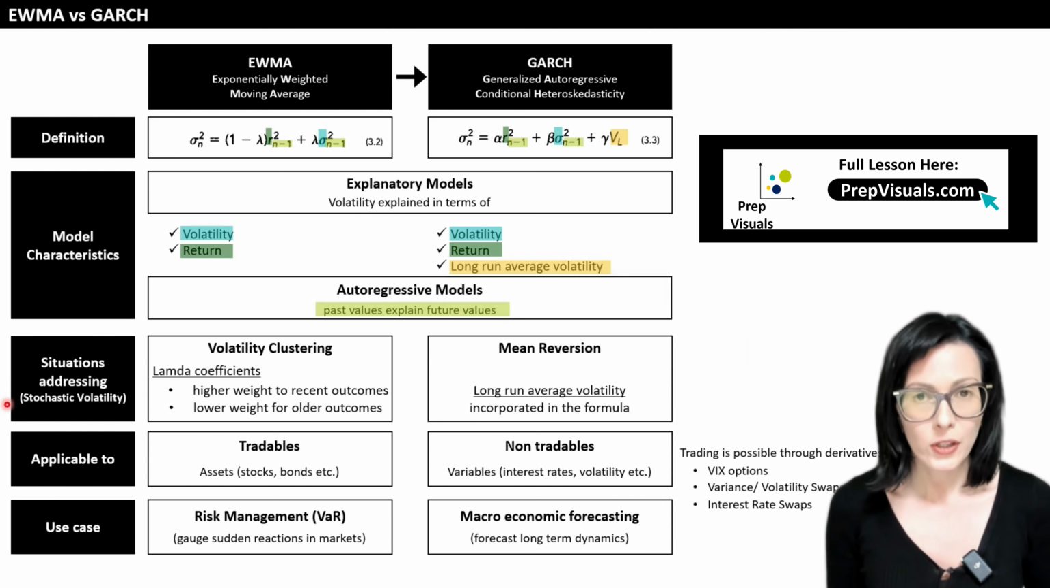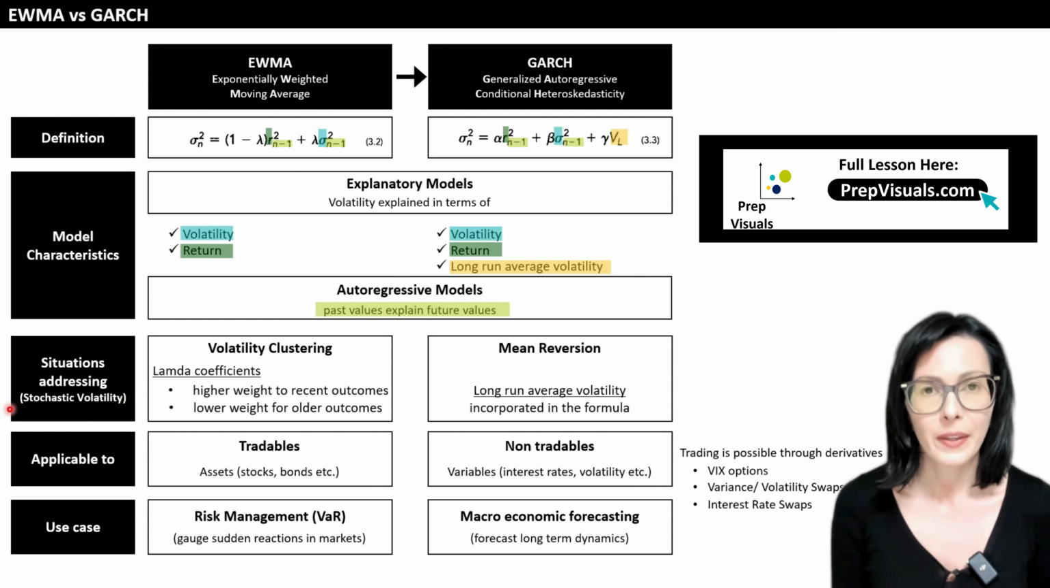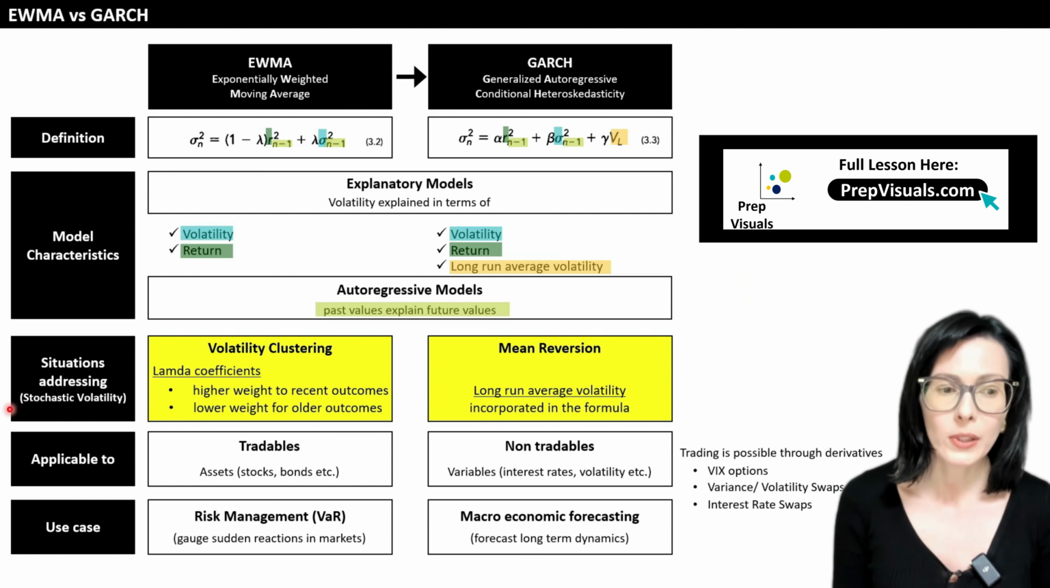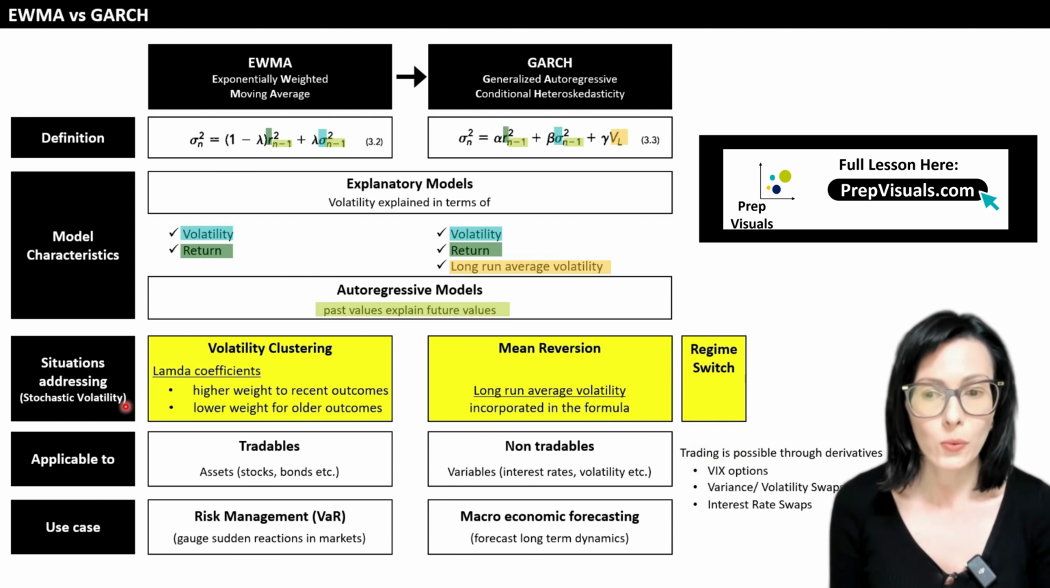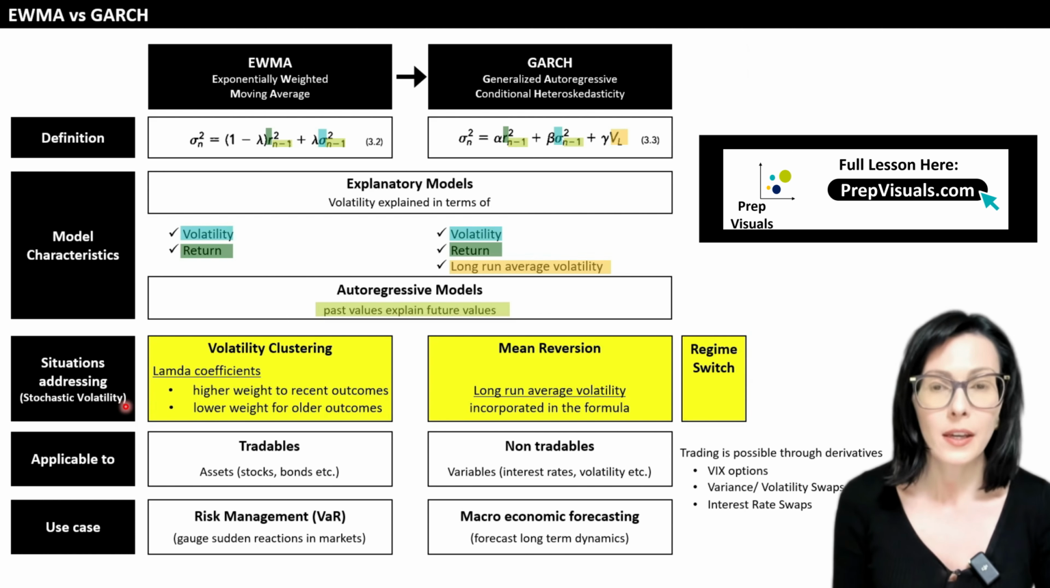Now, before I finish this lesson, let me quickly touch upon another tricky situation when it comes to stochastic volatility. As I earlier said, both models are good at addressing a specific tricky situation, but there is a third tricky situation within the context of stochastic volatility. This third tricky situation is called a regime switch, and this is the tricky situation which neither the EWMA nor the GARCH model can properly address.